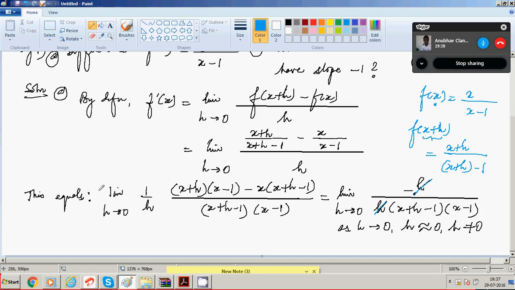So it vanishes, giving us limit h tending to 0 of minus 1 divided by x plus h minus 1 times x minus 1. Simply substitute h equal to 0 and you will get the limit as minus 1 over x minus 1 whole squared. That's the answer. Derivative of the given function f of x is minus 1 over x minus 1 whole squared. Is it clear? Yes.